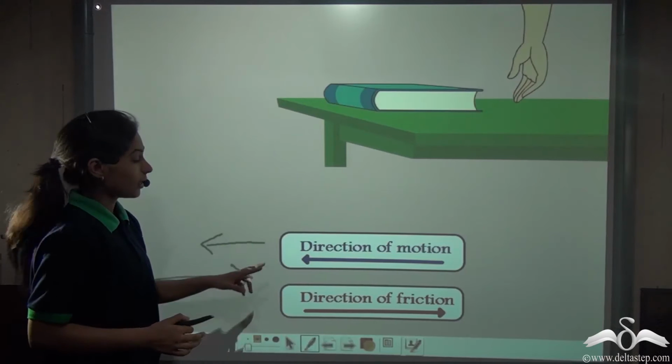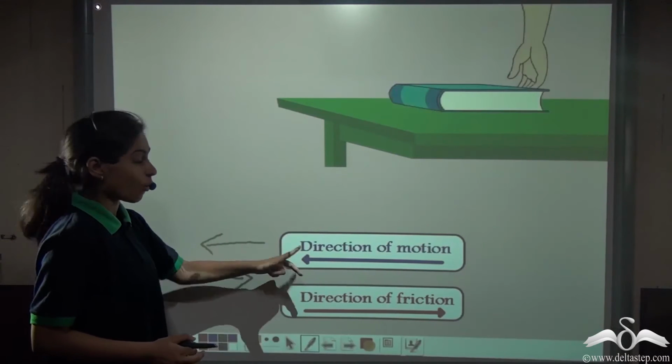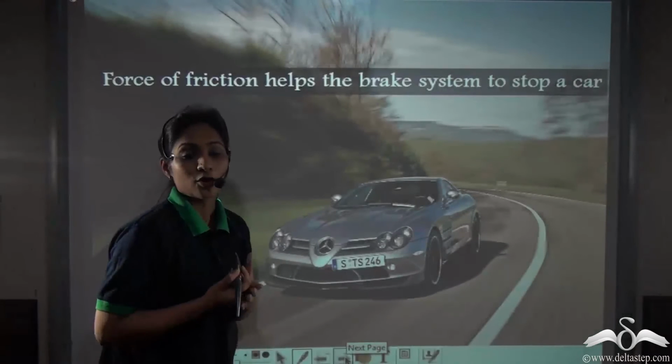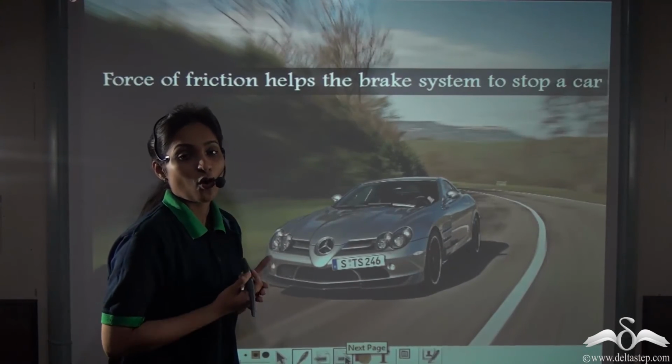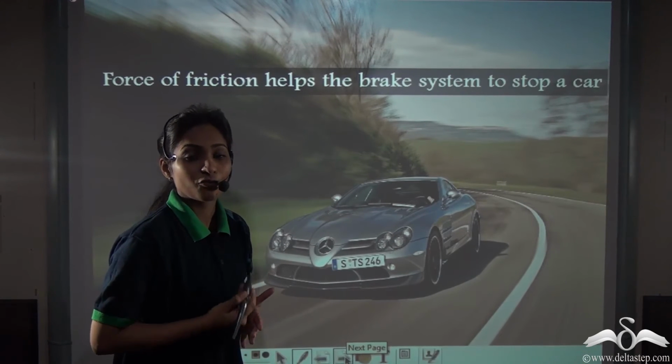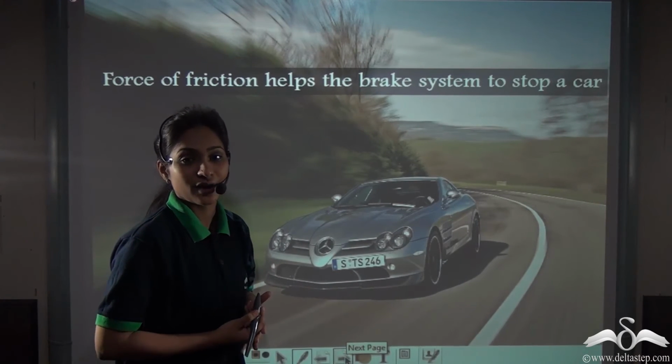So, what did we learn? That direction of friction is always opposite to the direction of motion. Now, you may be thinking that friction always opposes motion, so it is an evil thing. But no, frictional force is very necessary in our life.